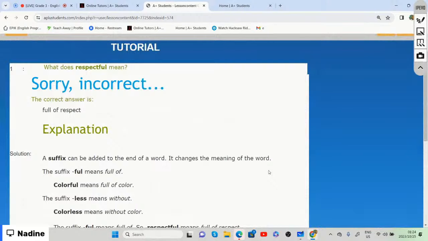So respectful. If you look at the word respectful, what does respectful mean? Specifically, if you know what the suffix full means, then you will know what respectful means. Full means full of. So if the question asks what respectful means, then respectful will mean full of respect.